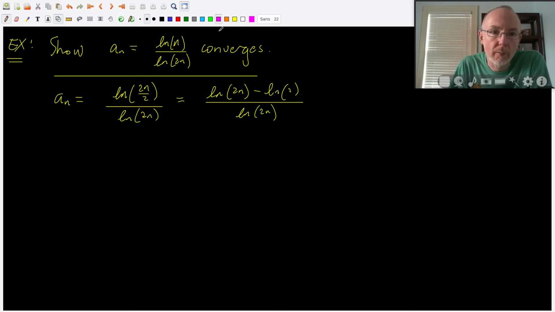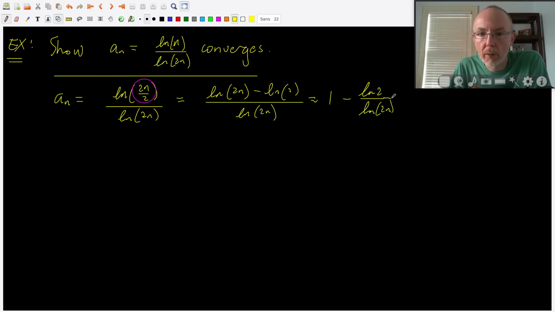But the idea is I've created a term on the top which is equal to the denominator. So this is 2n over 2, that's just n, right? But then I can split it using the log laws, and then I can just divide. Log 2n over log 2n, that's 1. And then I'm going to subtract the natural log of 2 over the natural log of 2n. So I've rewritten the terms a bit more simply. And in fact, we know that n is bigger than or equal to 1.